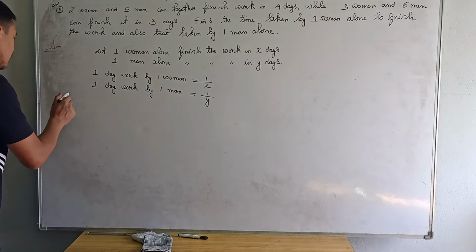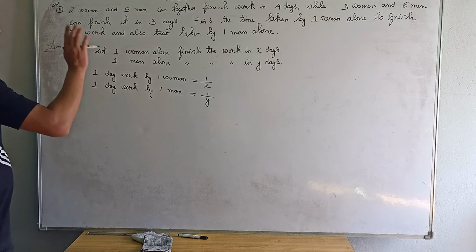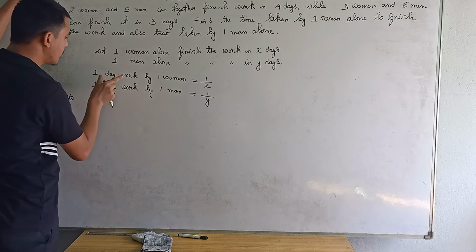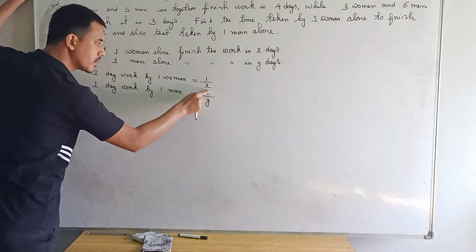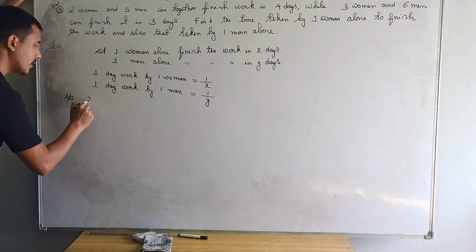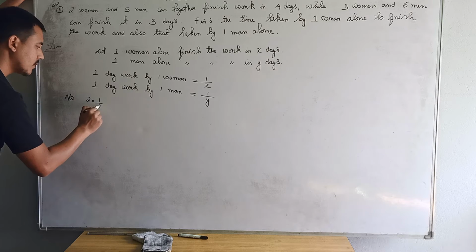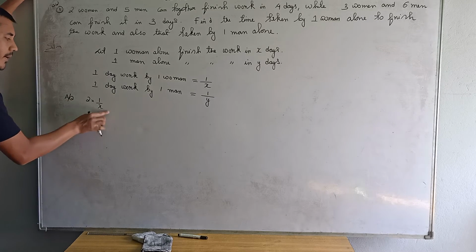Now you see the first part of the question. In 1 day, 1 woman can only do this much work. Then if you double the women, they will be able to double the work. So this is the work done in 1 day by 2 women.